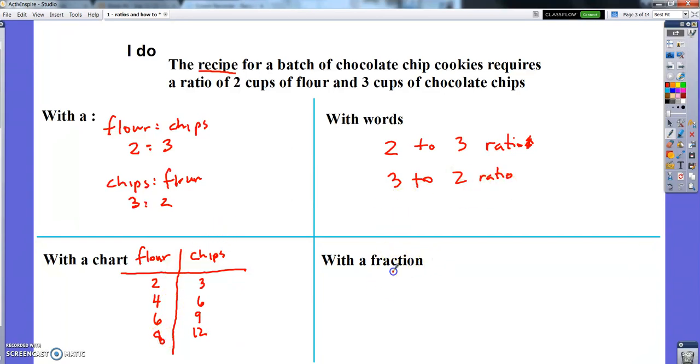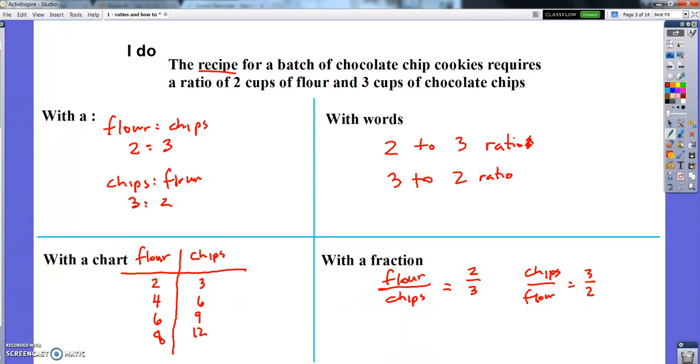And last but not least, with a fraction. So I can say the ratio of flour to chips is 2 to 3. Or the ratio of chips to flour is 3 to 2. That's it. Those are all just 4 different ways to show the same ratio.